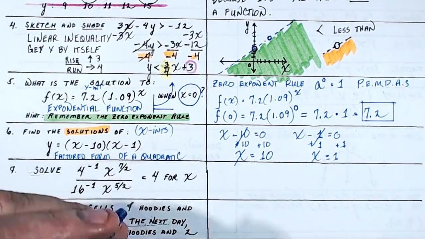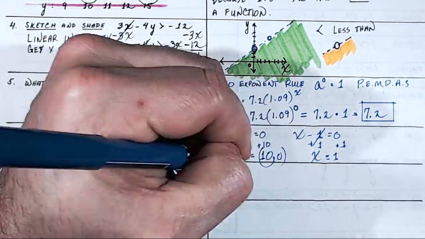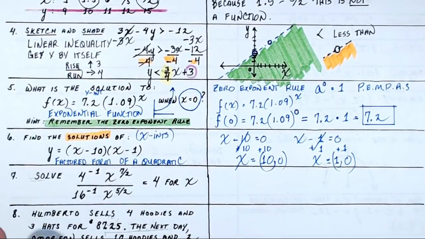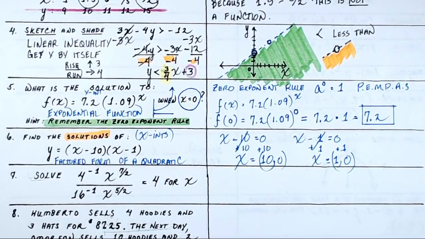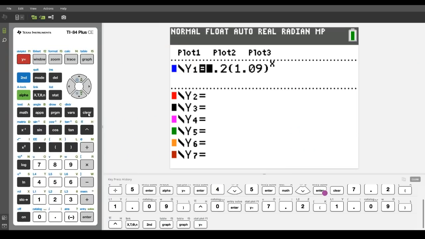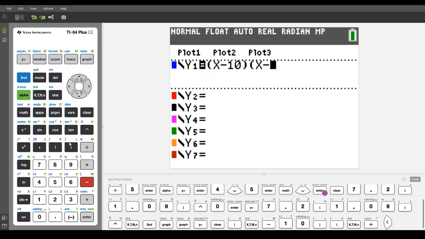I've seen a lot of strange ways of writing this. These are two x-intercepts. So if this helps you, it's 10, 0. These are the coordinates of the x-intercepts. Those are the solutions to this quadratic function. And if you don't believe me, you can go to your calculator and type it in, which is exactly what I'm going to do. Go to y equals, clear this out, and put it in exactly as it appears: x minus 10, close parentheses, open parentheses, x minus 1, close parentheses. And let's just look at the graph.